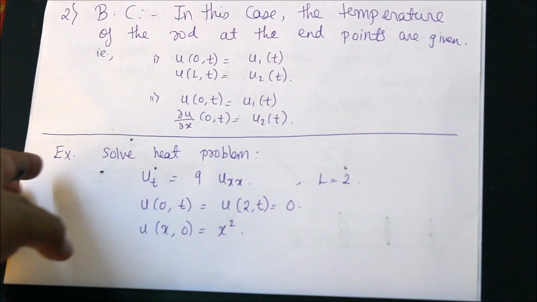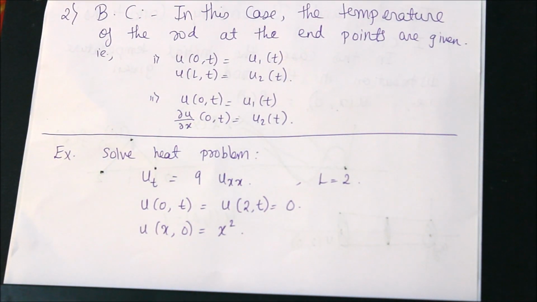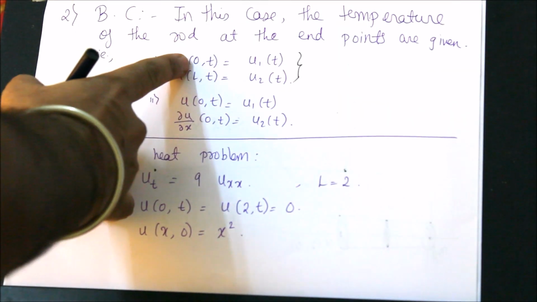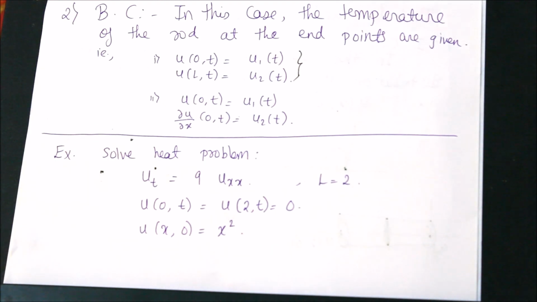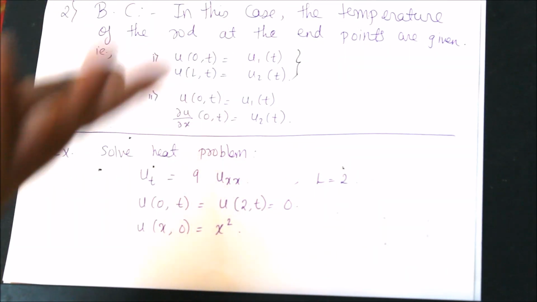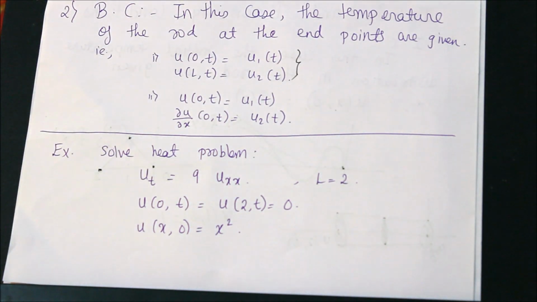And what do you mean by boundary condition? It means the temperature of the rod at the boundaries is given, means at the end points it will be given. Sometimes you will see these things. At x equal to 0 and any time t, the temperature will be u1 of t, some function of t. And at the end, when my x is L, my temperature will be something, say u2 of t, some function of t.